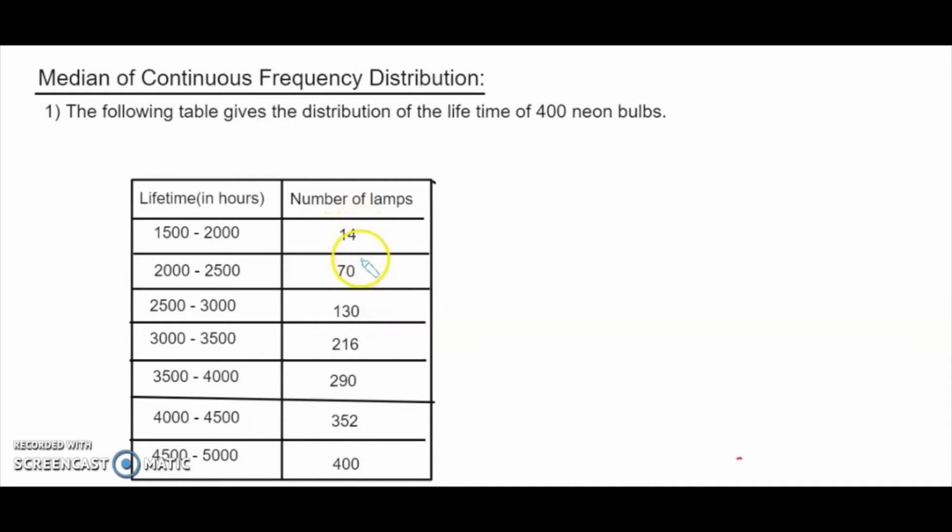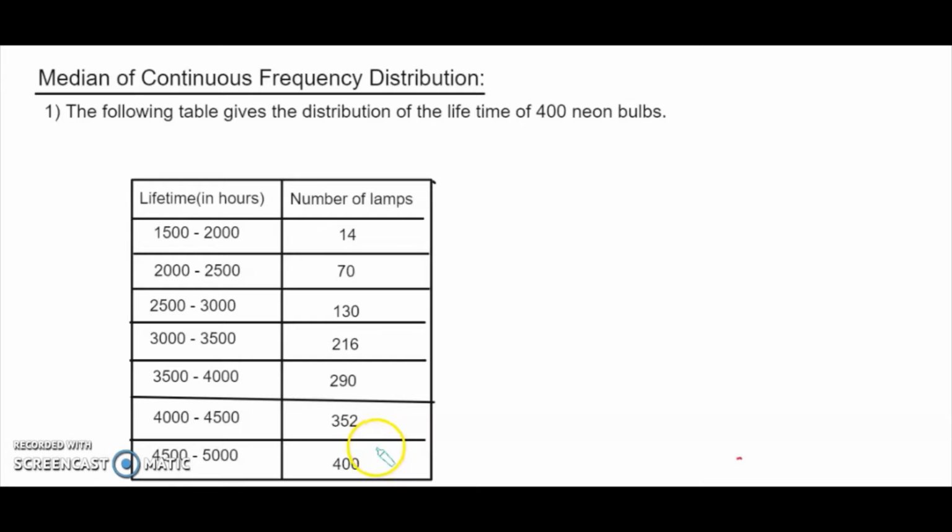Now as we look at this column, it's 14, 70, 130. So it's an increasing order. The numbers are increasing. There's no small, big, small, big kind of situation. That means this is the cumulative frequency given. So we learn to find the frequency if the cumulative frequency is given.